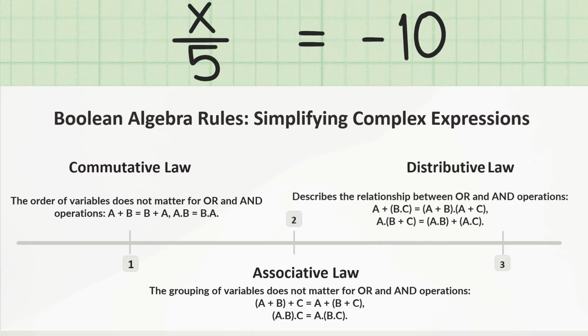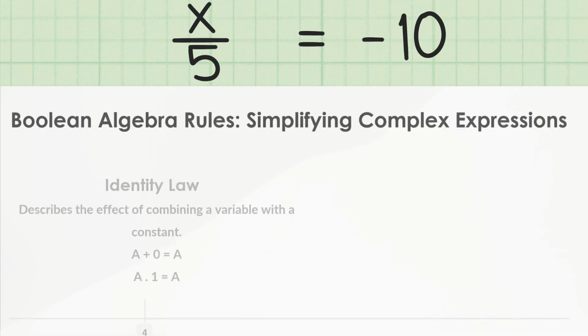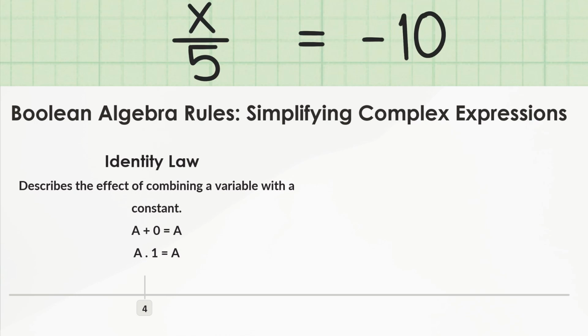The distributive law describes how OR and AND operations interact with each other. This law allows us to distribute one operation over another, similar to how distribution works in arithmetic. The identity law describes the effect of combining a variable with a constant. This law highlights that adding 0 or multiplying by 1 does not change the value of the variable.